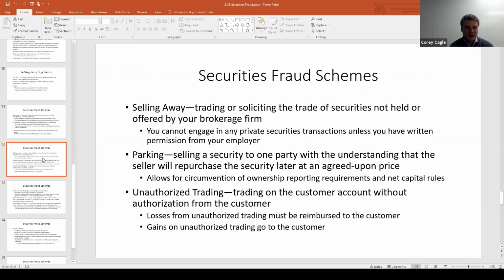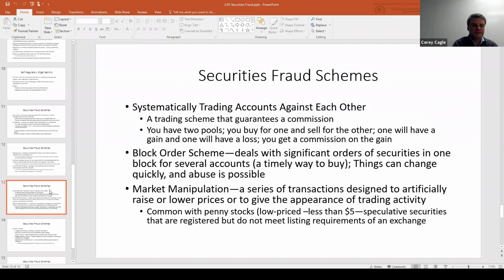Parking. Unauthorized trading is what it is, right? Just trading on somebody's account without being authorized to do it. And I love the rule on this. Losses from unauthorized trading must be reimbursed. Gains go to the customer. So you've got everything to lose and nothing to gain by unauthorized trading. And the opposite is true for who you're trying to use on that.